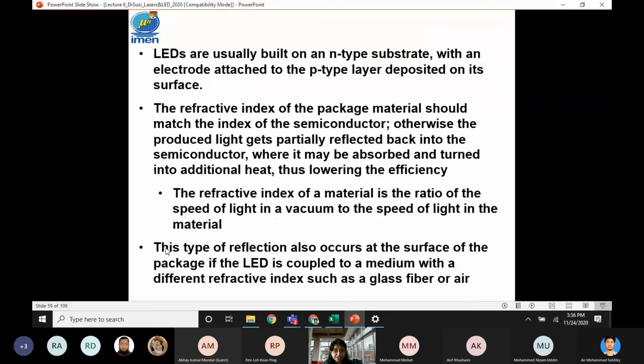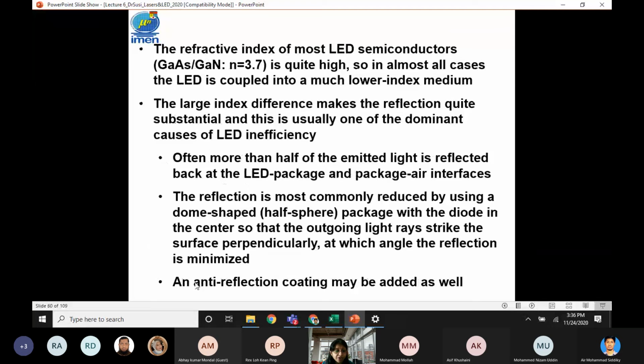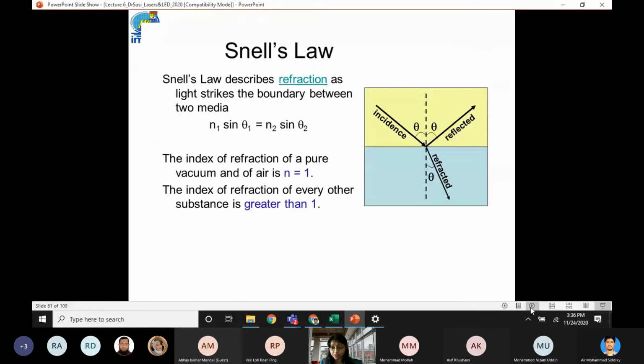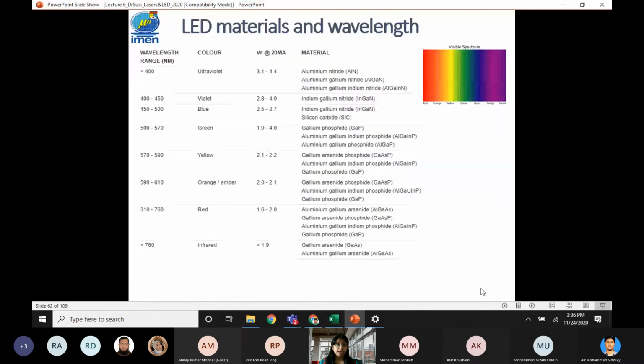Okay, so this type of reflection also occurs at the surface of the package. Okay, this slide I'm done. So therefore, it's dome shaped, so the angle of reflection is minimized. Other than that, an anti-reflection coating can also be added. Okay, so this is Snell's law.